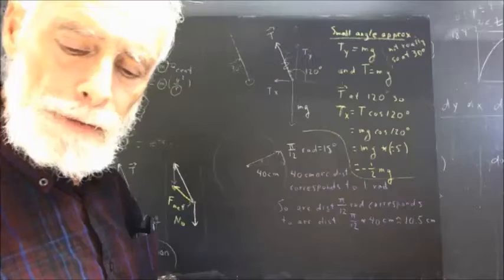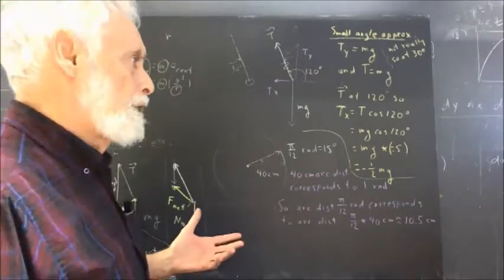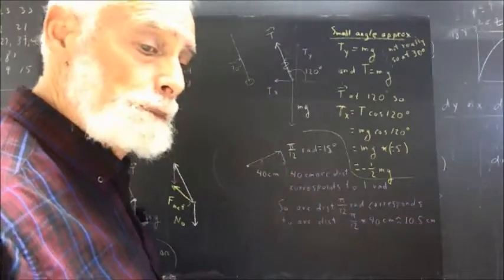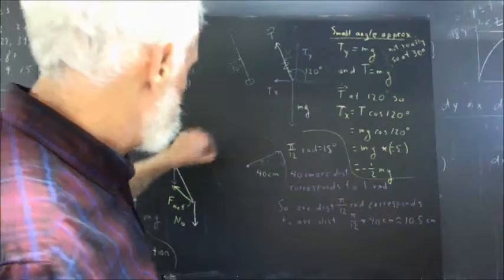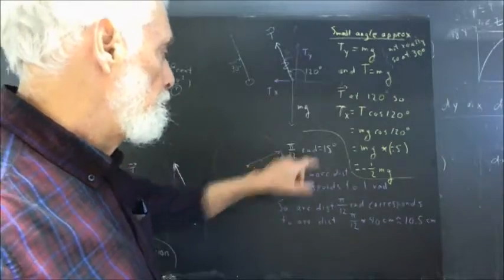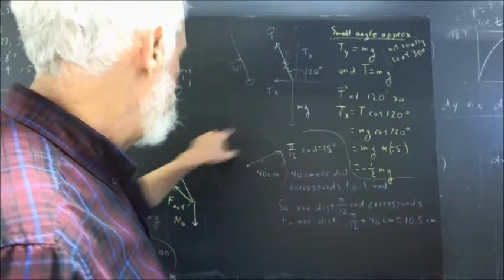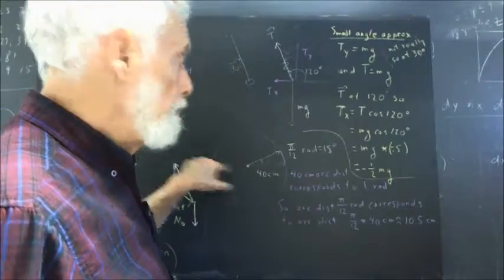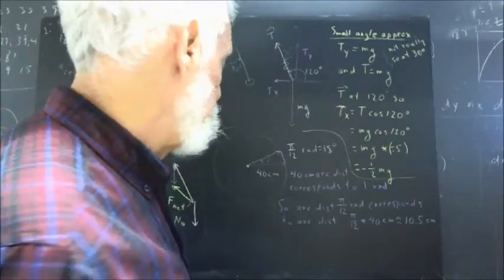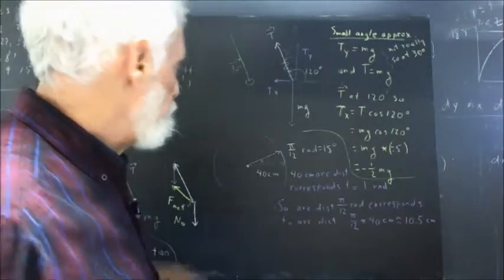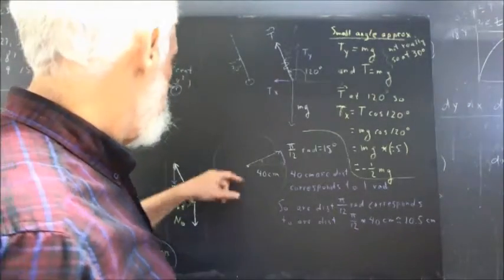How big is a pi over 12 radian angle? Well, we should understand that it's 2 pi radians around the circle, so halfway around the circle is pi radians, and pi over 12 radians would be 1/12 of halfway around. Halfway around is 180 degrees if you like, and if you divide that by 12, you find that pi over 12 radians is 15 degrees.